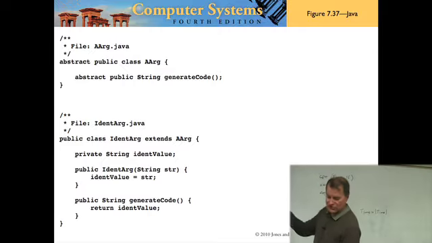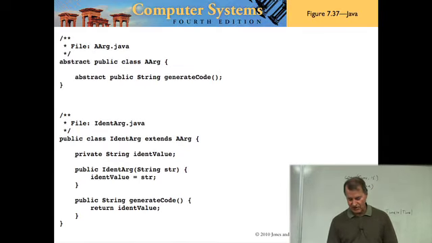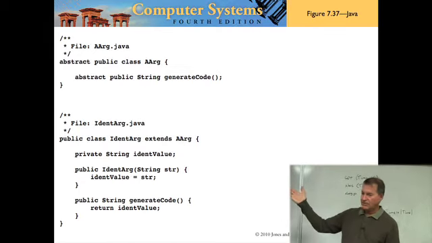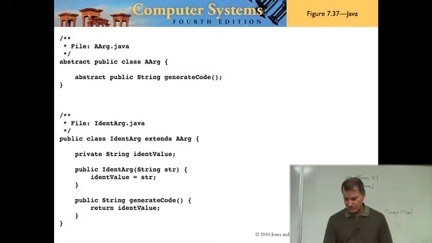Okay, so here's the Java code for that. It's pretty easy. Abstract public string generate code for abstract public class arg, and there's the ident value. Any questions there? That all looks very okay. And here's the same thing for int. Okay, so we've seen Java code like that before.